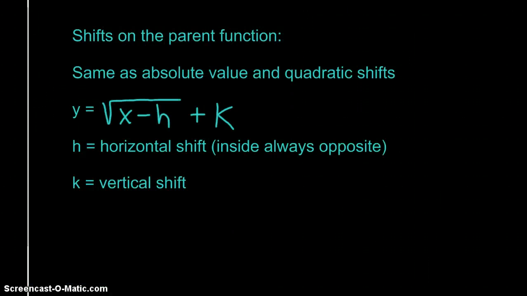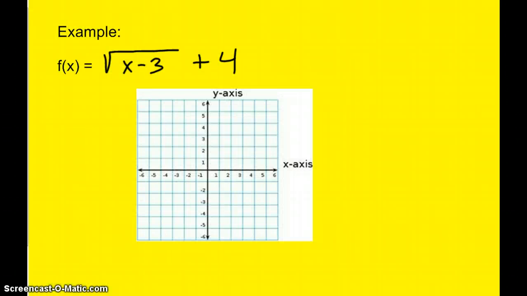As we've done with every graph we've done in this course, we're going to have shifts upon our parent function. And the shifts are going to be exactly the same as they are with absolute value and quadratic functions. You see here I've given you a standard form of the equation. y equals the square root of x minus h, plus k, where h represents the horizontal shift. And remember, inside is always the opposite. The formula says minus, so for a minus, we're going to go to the right. For a plus, we're going to go to the left. And the k on the end is a vertical shift, exactly the same as a lot of the other functions we've worked with. So let's look at our first example.